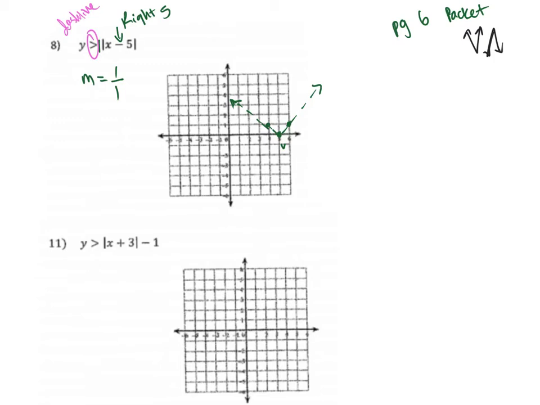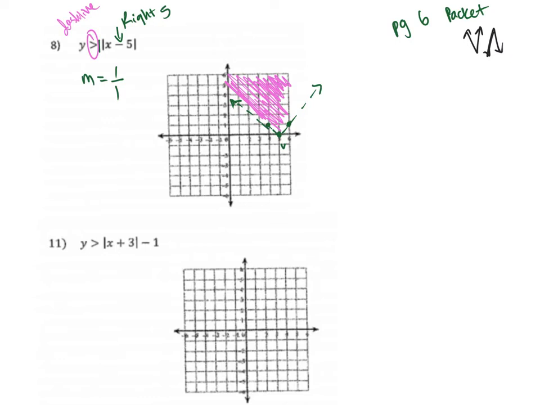So now we have to figure out our shading, okay? So it says y is greater, so we know we're shading above. So what you want to do is just shade above the V, okay? Above the absolute value line or above those lines that you're seeing. So that looks like we're shading above the V, so like this section right here, okay?